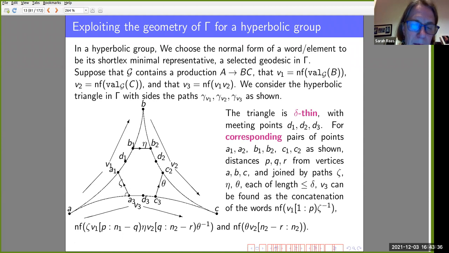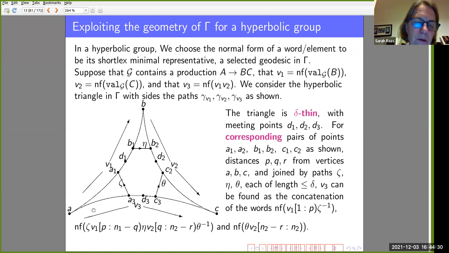Okay, but anyway, because this is a hyperbolic triangle, as you move out from the vertex A, the corresponding vertices on the paths V1 and V3 stay close, right? And as you move out from C, corresponding vertices on V3 and V2 are close, and similarly as you move out from B. Right. So what I've shown here are corresponding vertices on the pairs of paths, and I've called them A1 and A3, B1 and B2, and C1 and C2.